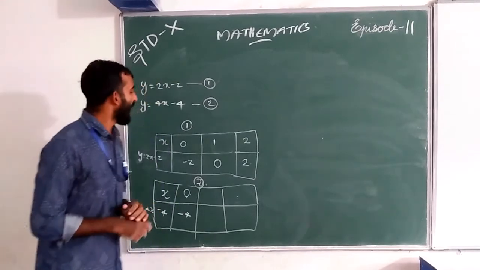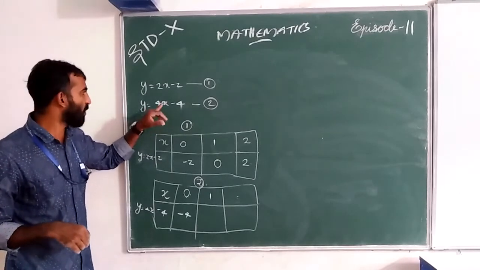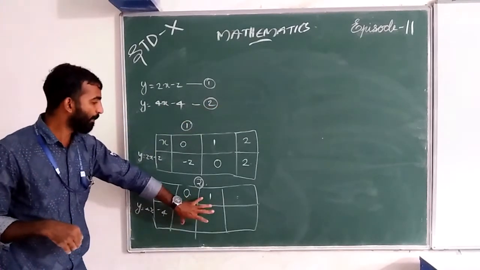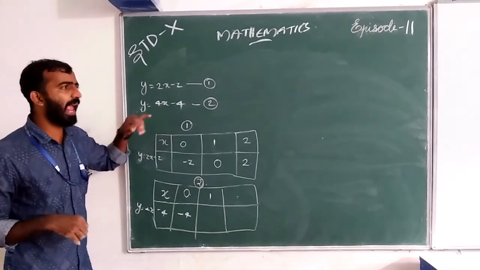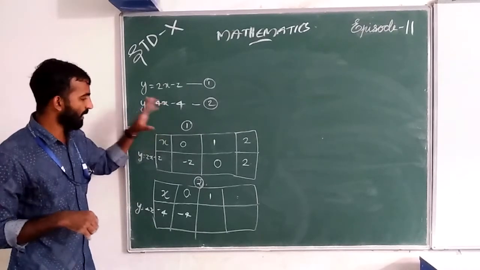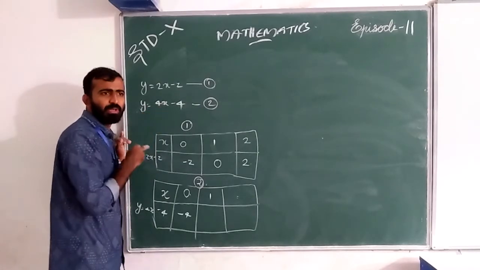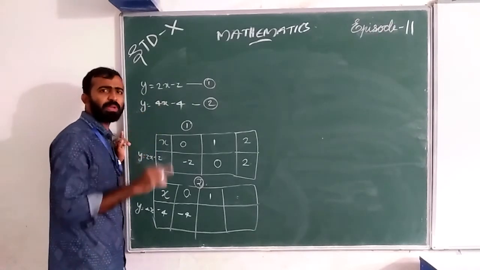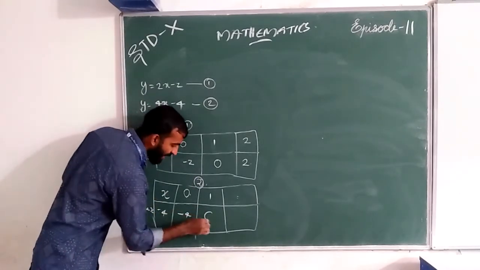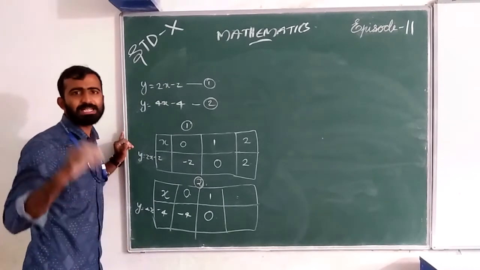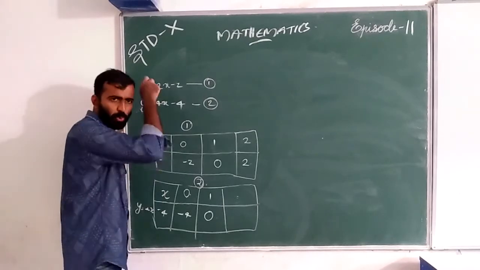And next I take 1. When you give x as 1 in equation number 2, what do you get? You get 4 into 1, that is 4. 4 minus 4, what do you get? 0. The answer is 0.